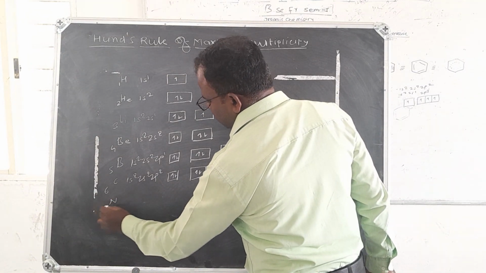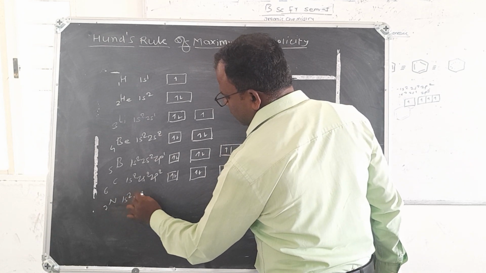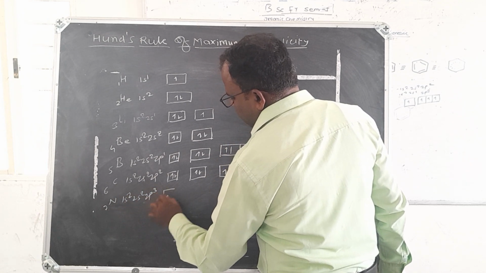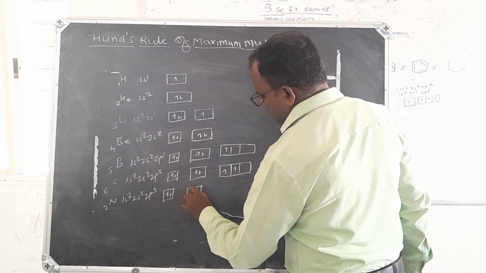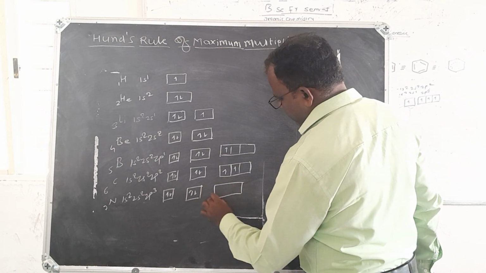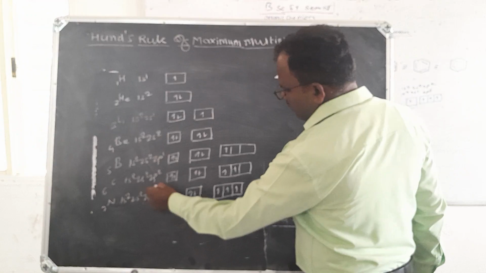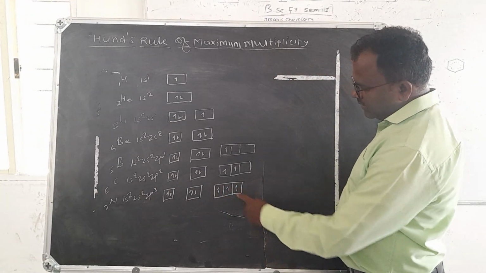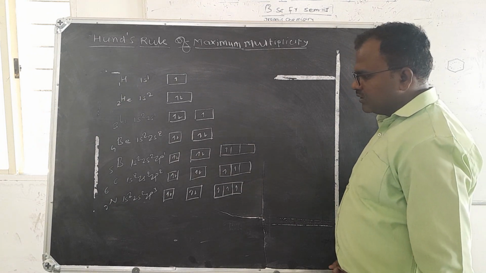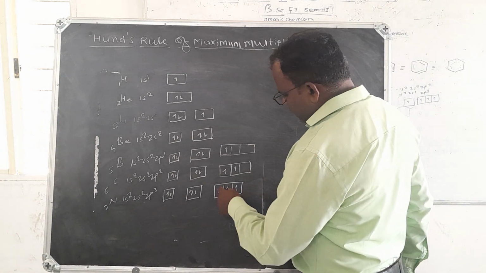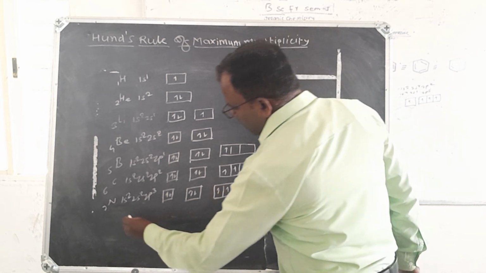Then nitrogen, atomic number 7, electronic configuration 1s2, 2s2, 2p3. One electron is added in each p orbital, so 3 electrons are present. Like this, one electron is continuously added in each orbital. After the unpaired electrons are filled, the coming electron is added like this, with the opposite spin.